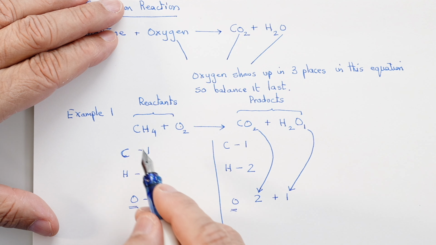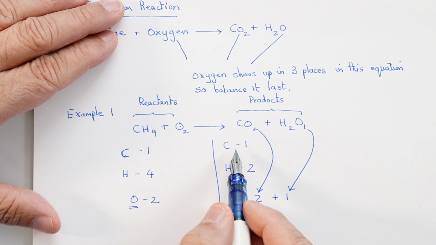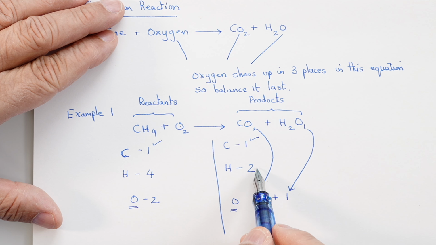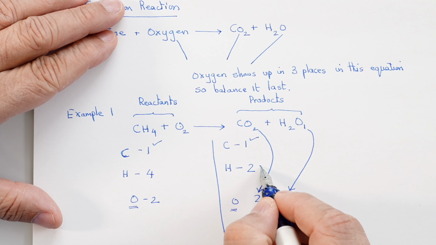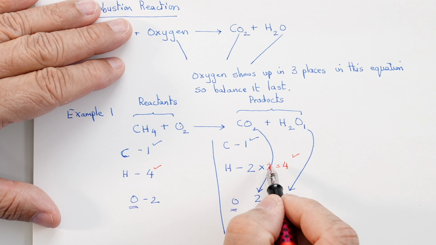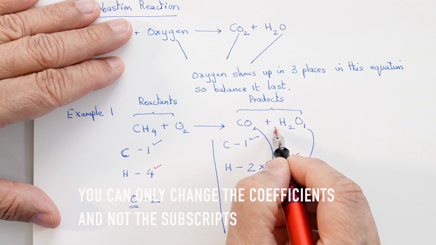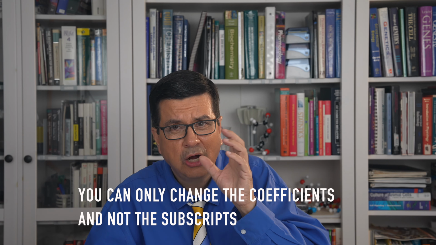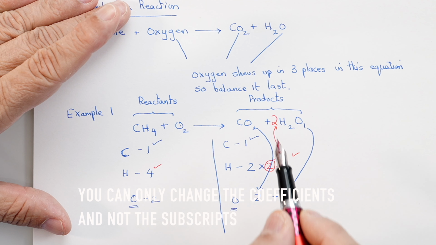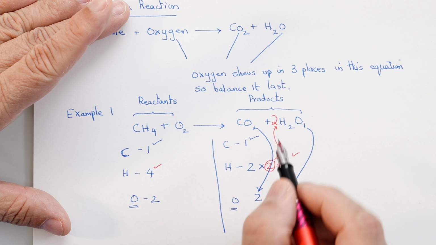So here we go. 1 carbon. So far, so good. This looks good to me. This part, check. The hydrogen, we got 4 here. We've got 2 here. So we're going to need to multiply this by 2. So this becomes 4. Looking good. This 2 is going to go over here. You can only change the coefficient. You can never change the subscript. So this 2 goes over here. Hydrogen is 4. You're all set.